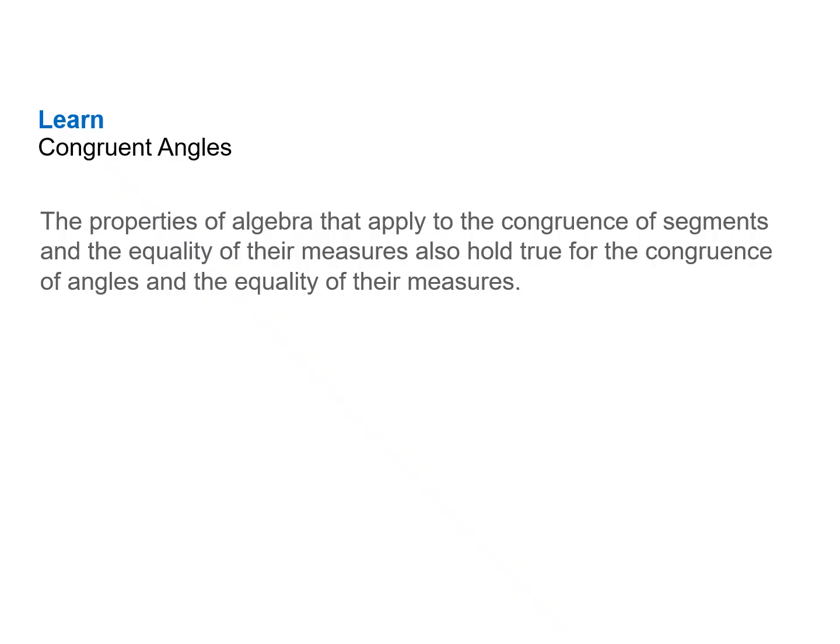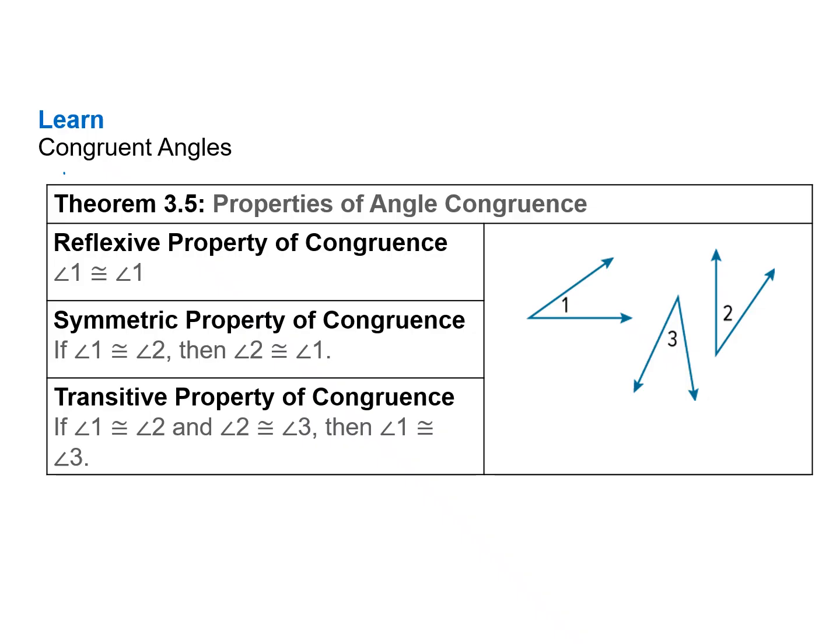So let's learn a little bit more. Congruent angles: the properties of algebra that apply to the congruence of segments and the equality of their measures also hold true for the congruence of angles and the equality of their measures. So let's look at the properties of angle congruence. We previously learned the reflexive property of congruence when it referred to segments, the symmetric property of congruence, and the transitive property of congruence. Those same things apply. So angle 1 is congruent to angle 1, so any angle is congruent to itself, as any segment is congruent to itself.